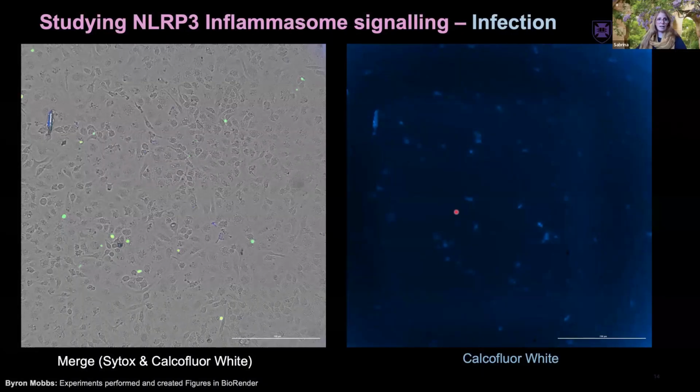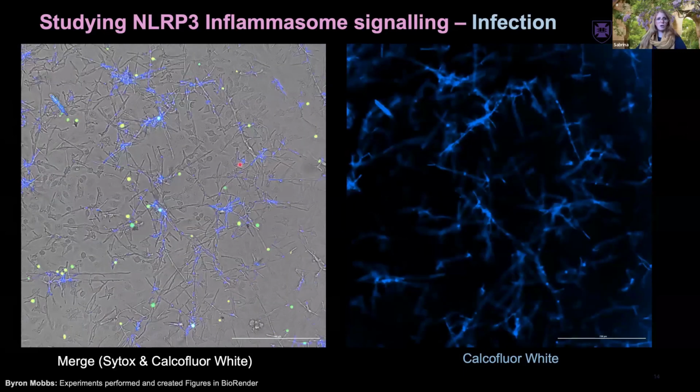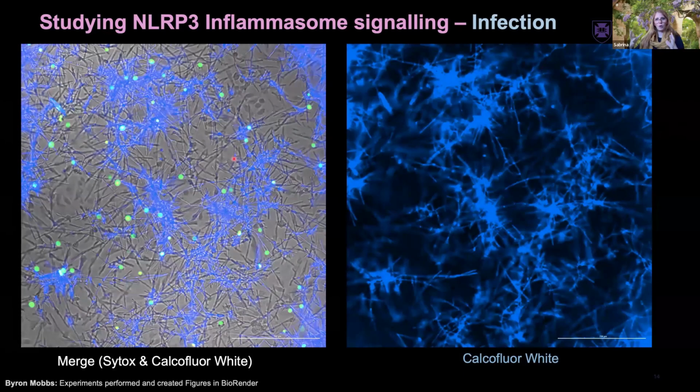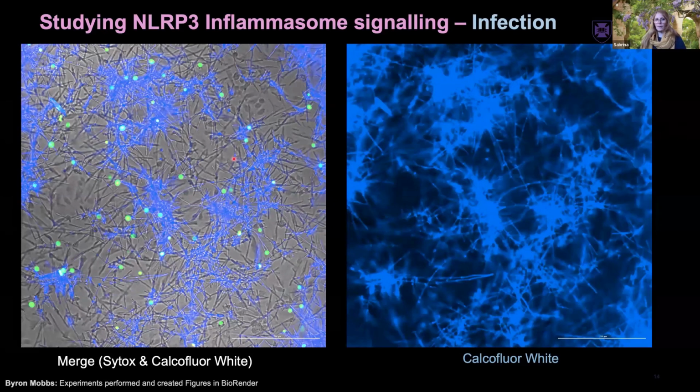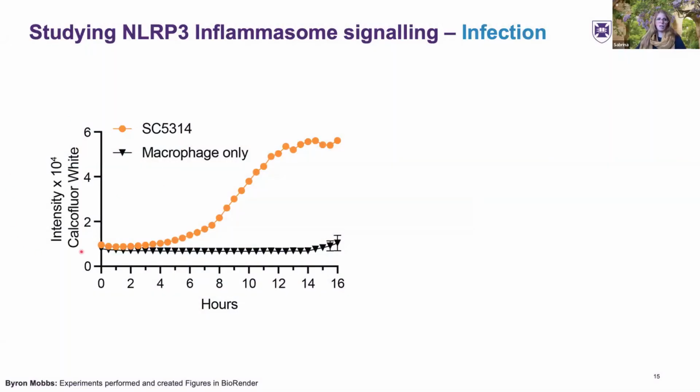So if you infect these cells, we see the slow appearance of dead cells, but importantly, over time, we see how Candida forms this hyphal network on the macrophages. And this we could only do by measuring it with a live cell imaging tool. And then we can again quantify that. So here, for example, we can look at the intensity of calcofluor white over time. So we see that these hyphae are formed over time, and here we talk about hours.